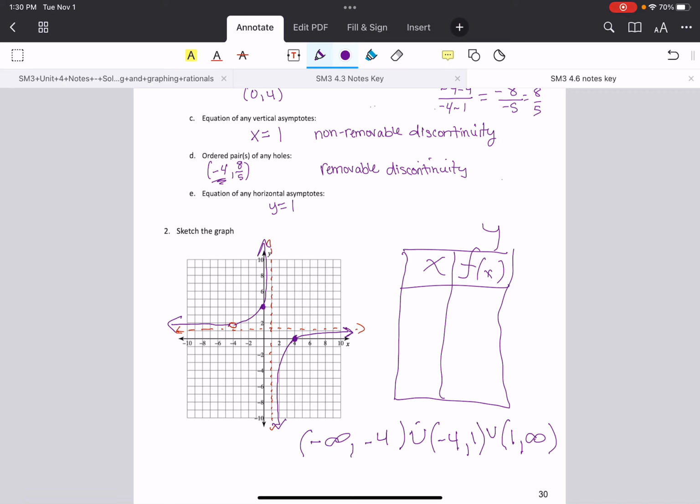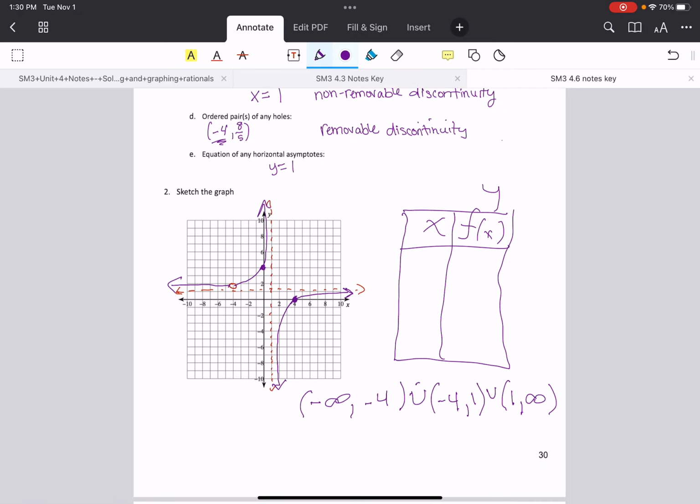So what this is saying is the lines are going from negative infinity to negative 4. So there's a solid line from here to there. And then from negative 4 to 1, where that line is. And then 1 to infinity. Yeah? Make sense? Good.